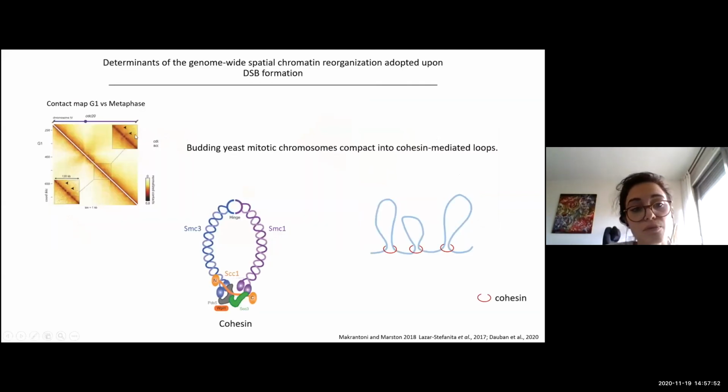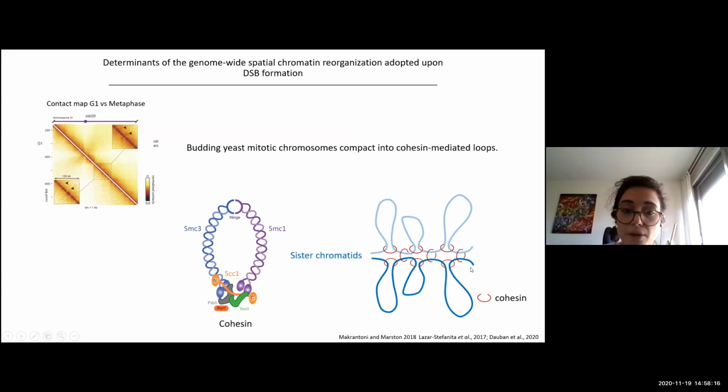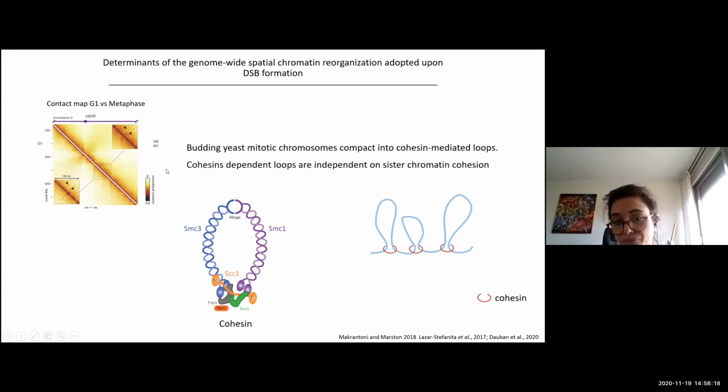Metaphase chromosome structuration is well known now. It was described recently that it is compacted into cohesin-mediated loops. Cohesin belongs to the SMC family. It is composed of 2 SMC subunits, SMC1 and SMC3, and a third subunit, the cohesin SCC1. This complex is mostly known for its function in sister chromatid cohesion. However, it was shown that the cohesin-dependent loops in metaphase are mostly independent of sister chromatid cohesion.